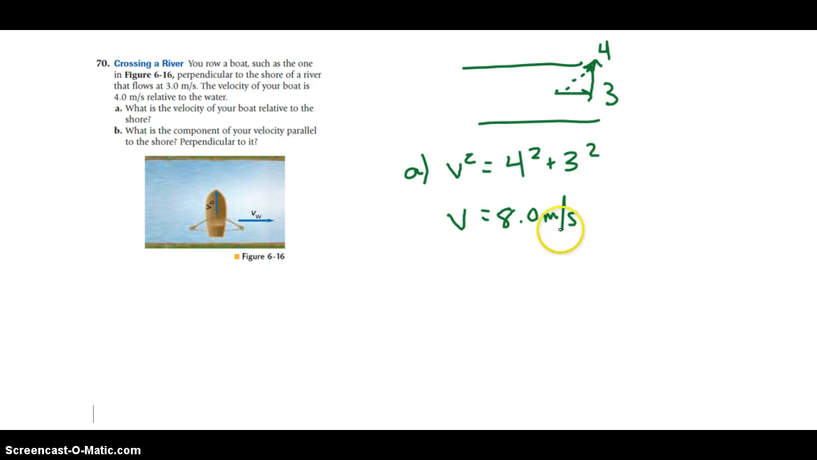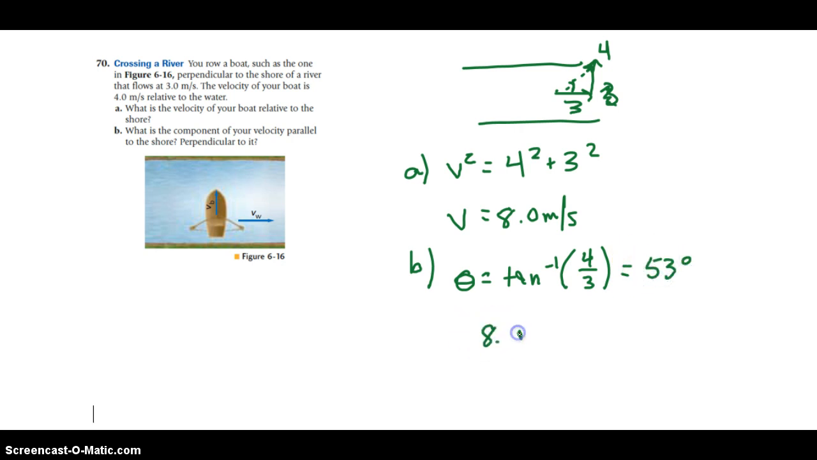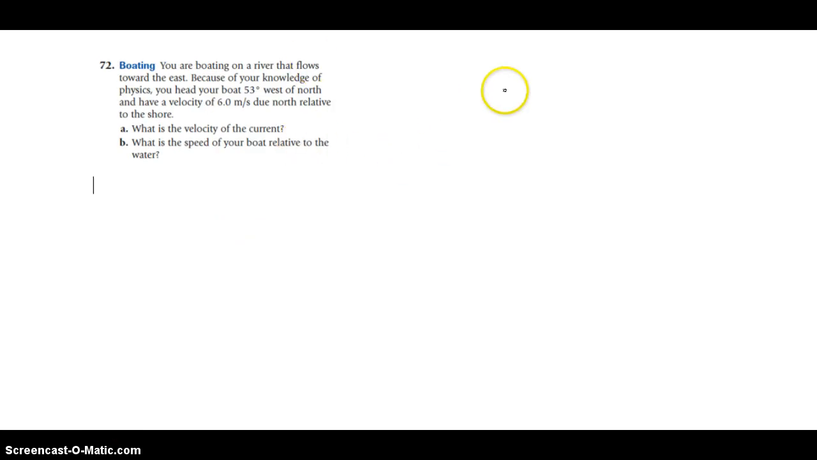And to find that angle, we know our triangle makes, I should write this 3 down here. To find that angle, we can take the inverse tangent of 4 divided by 3, and that's going to give us 53 degrees. So our resultant velocity is 5.0 meters per second at 53 degrees north of east.